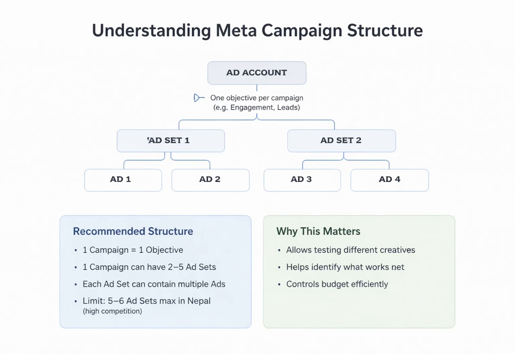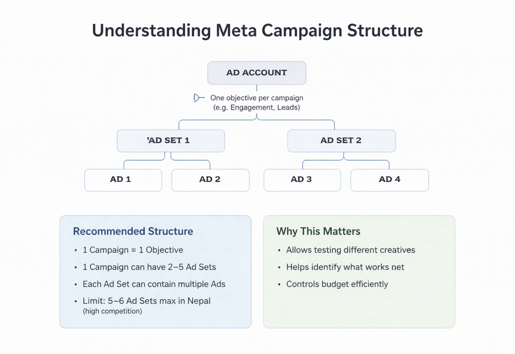This is one of the most important structural concepts in this entire session, the meta campaign structure. Let's break it down clearly. At the top level, you have your ad account. Inside that account, you create campaigns. Each campaign has one objective. For example, one campaign for engagement, another for leads. Inside each campaign, you can have multiple ad sets, and inside each ad set, you can have multiple individual ads. So the hierarchy is ad account, campaign, ad sets, ads.